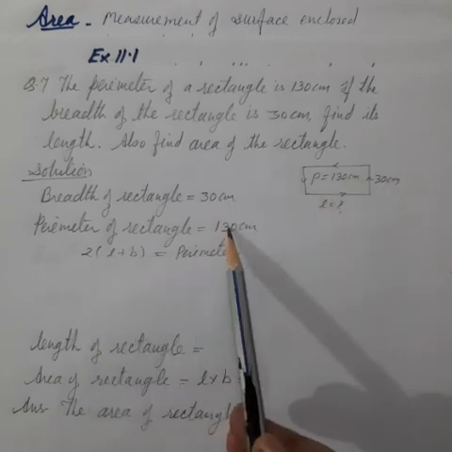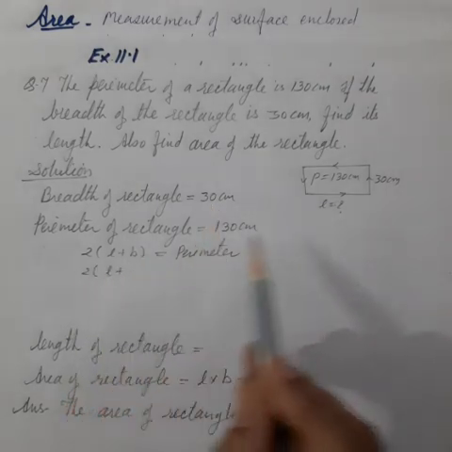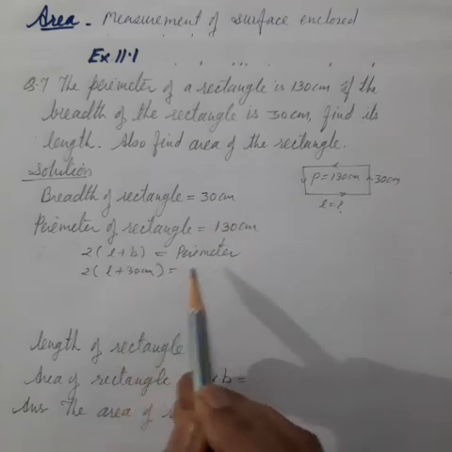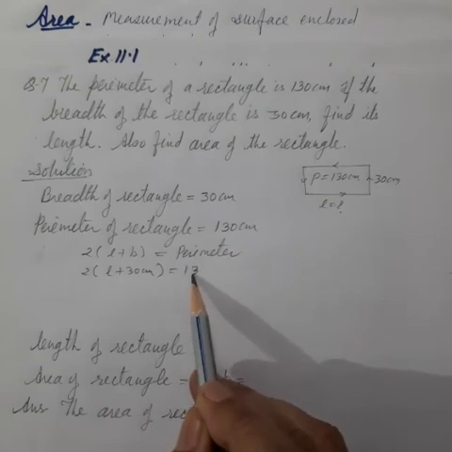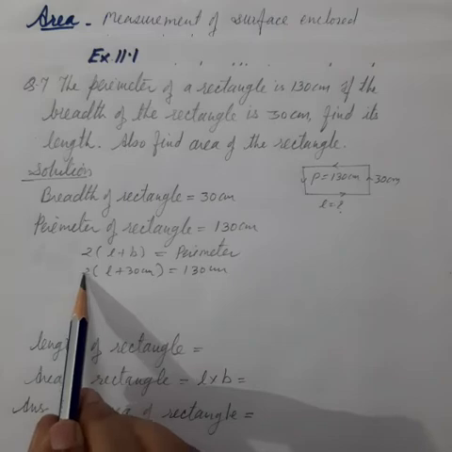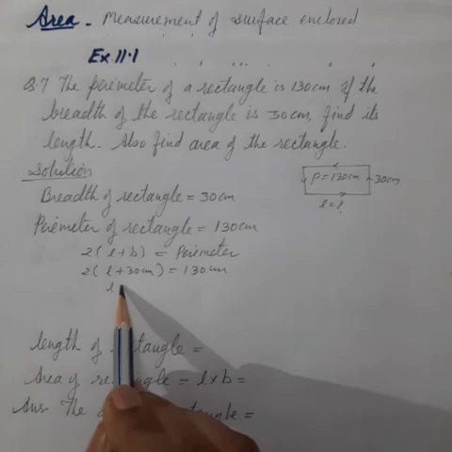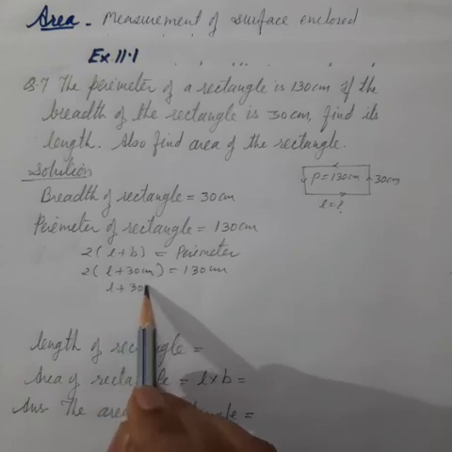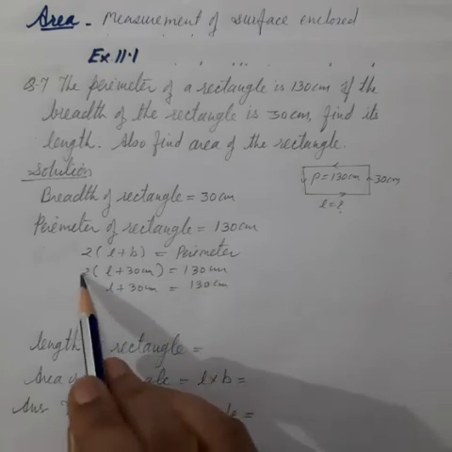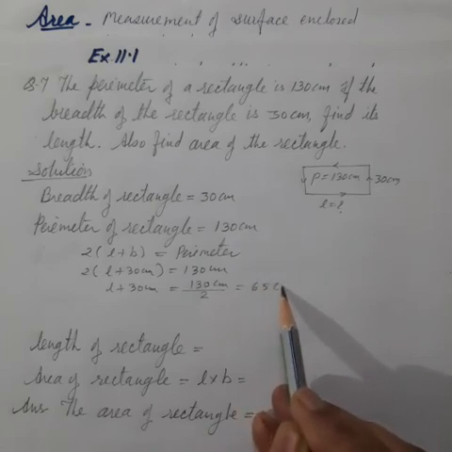Now put the values here. 2 times length, we have to find out. Breadth is given 30 centimeter and the perimeter is given 130 centimeter. Now see, the whole bracket is multiplied by 2. So this 2 we can take to the other side in the denominator. So in this bracket we get length plus 30 centimeter, and on the right hand side 130 centimeter divided by this 2. So we will get here 65 centimeter.